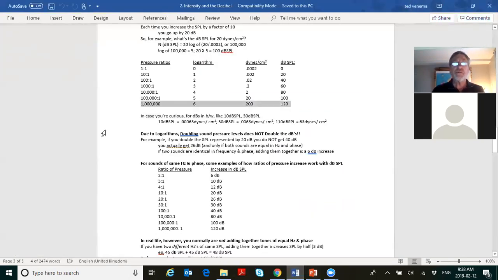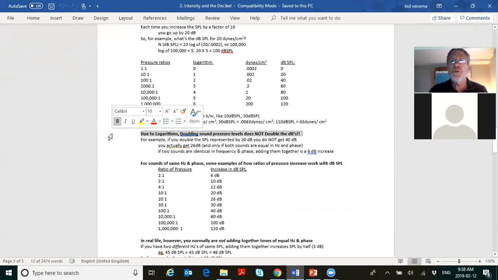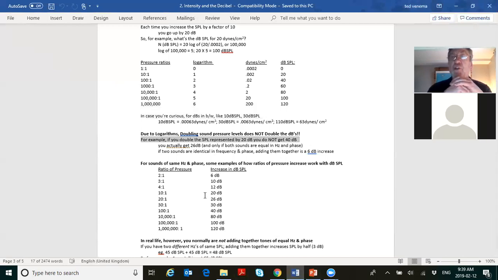All right. So now let's move on and let's talk about doubling sound pressure levels does not double the decibels. For example, if you double the sound pressure level represented by 20, you don't get 40. You get 26. That's because of the logarithms. So let me just describe it to you. I'll stop sharing and just talk.